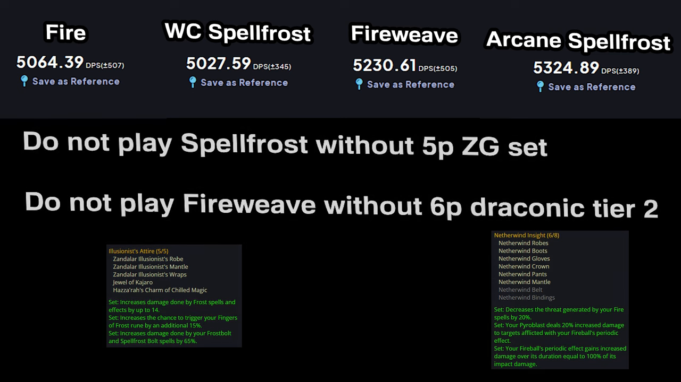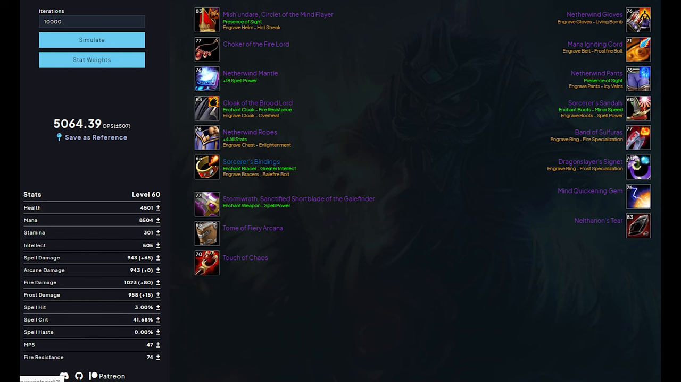Starting with Standard Fire, this will be the spec that most people play at the start of Phase 5. You can't play any other rotations without their full sets, so this is definitely how you should start the phase. It's virtually the exact same rotation we did in Phase 4. The only major difference is Balefire Bolt changes.